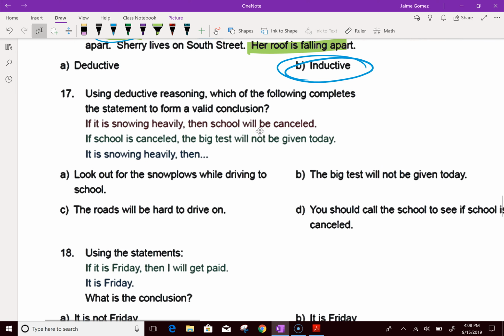All right, 17. Which of the following complete a statement to form a valid conclusion? So we're using deductive reasoning. In other words, we can prove it has to be fact. Okay. If it is snowing heavily, then school will be canceled. If school is canceled, the big test will not be given today. Okay, got it. Understood. If it's snowing heavily, the school's canceled. And if school's canceled, then you can't give the big test, obviously. So it says, if it's snowing heavily, then what? If it's snowing heavily, the school's canceled, which means if the school's canceled, there'll be no test given today.